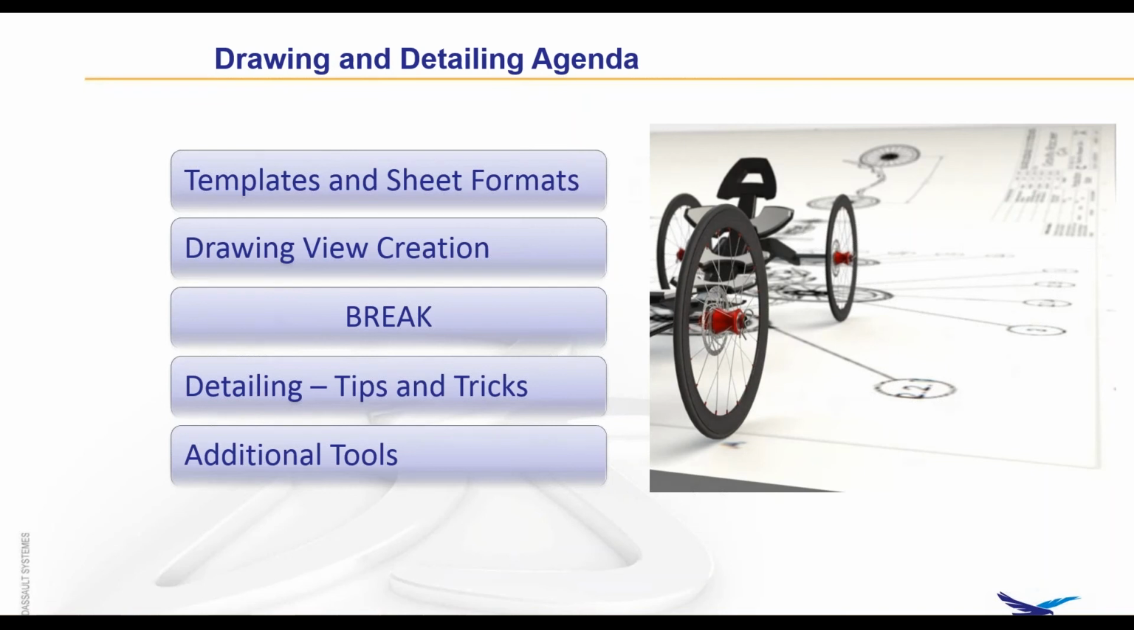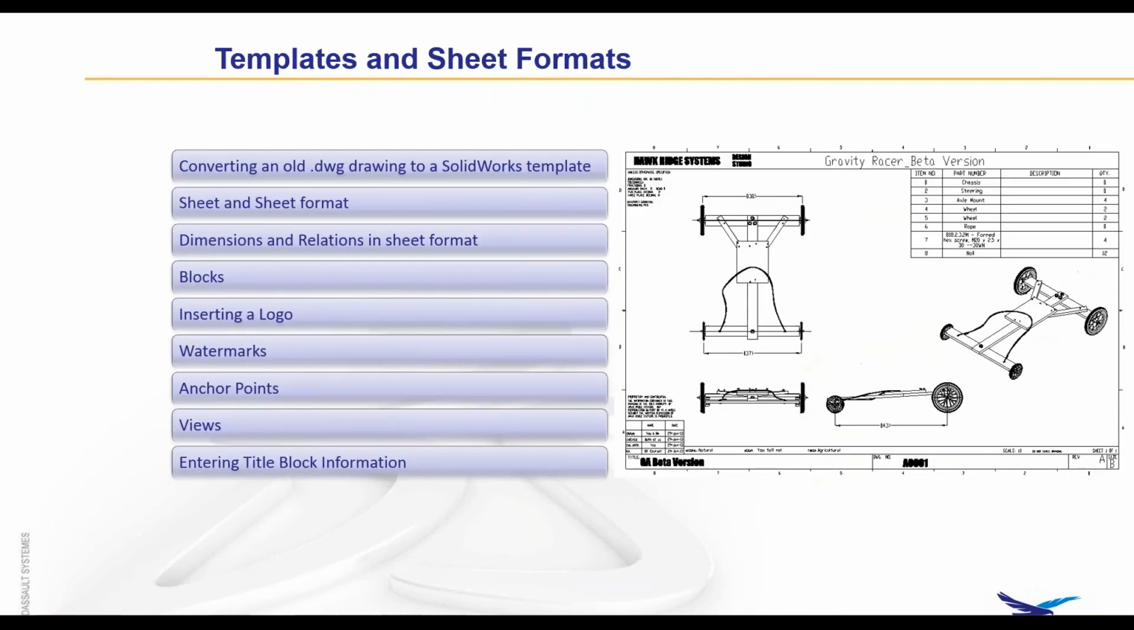So in our first section, we're going to start off by converting an old DWG drawing to a SolidWorks template. So we got some legacy data and we're going to reuse it. We're going to look at the sheet and the sheet format, how to add dimensions and relations in the sheet format. We're going to talk about blocks, inserting logos, watermarks, anchor points, views, and then intelligent title block information.